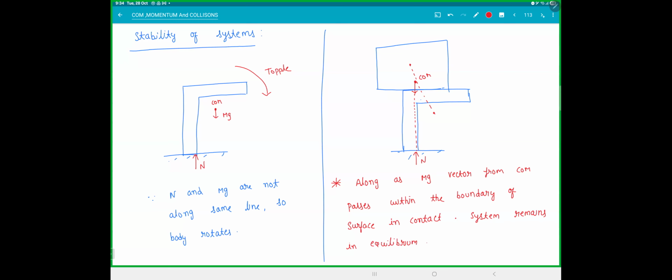That means you can take a pen and keep it straight like this, as long as the center of mass passes through the base.